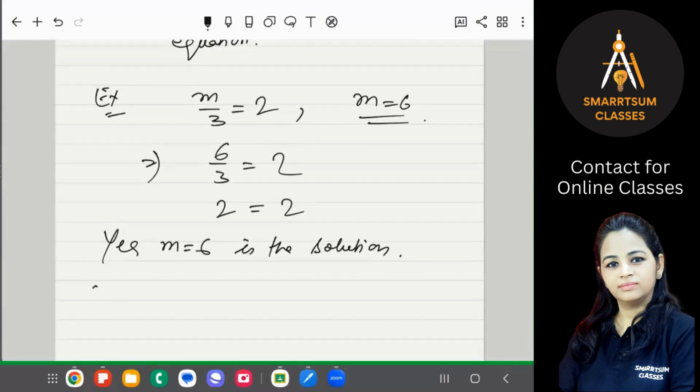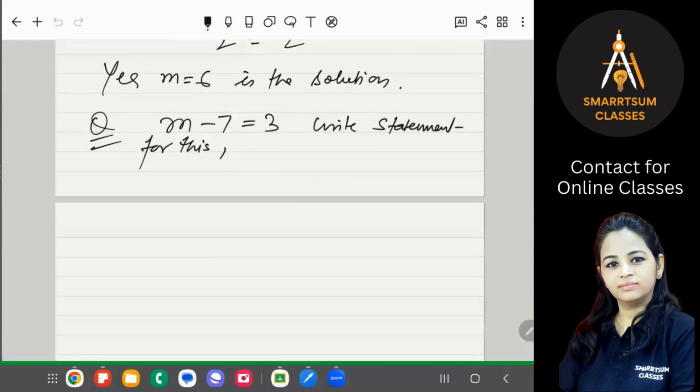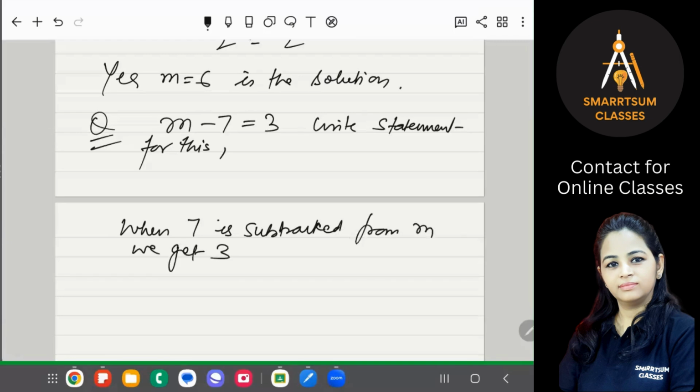Okay, now another type of question. Suppose an equation is given to you and now you have to convert it into statement form. Write a statement for this. You have to write the statement for m minus 7 is equal to 3. Right? So what will you write? That when 7 is subtracted from m, we get 3. So there are a number of methods of writing this statement. Okay? That may be different, but try to use this language.